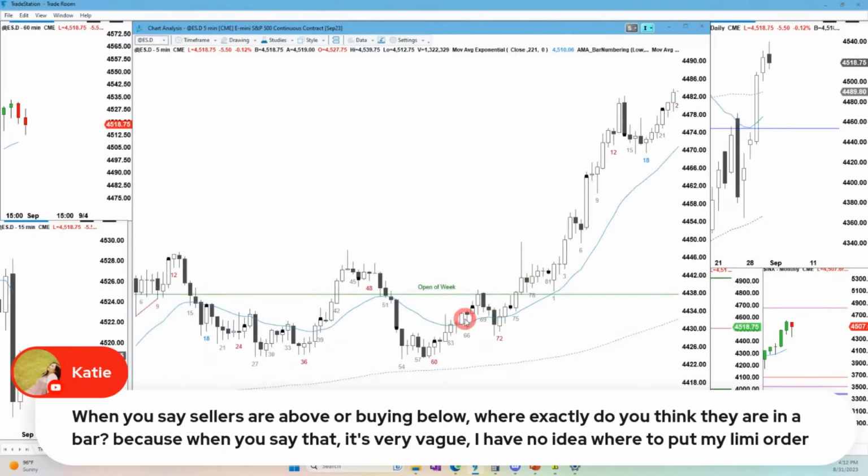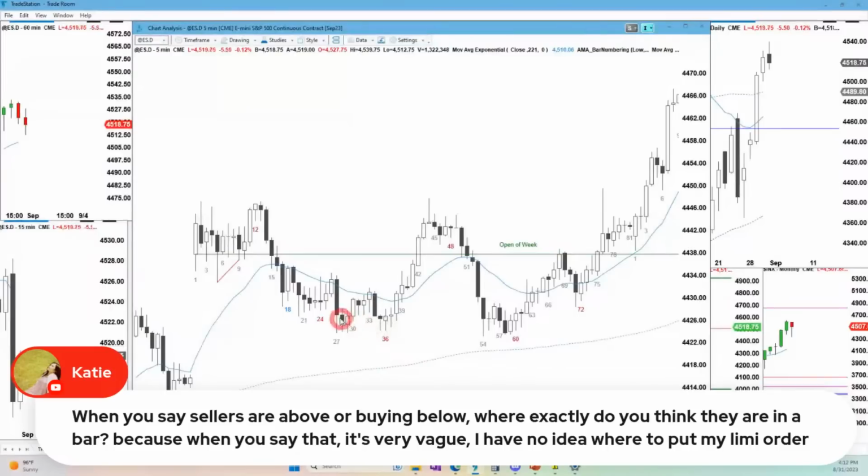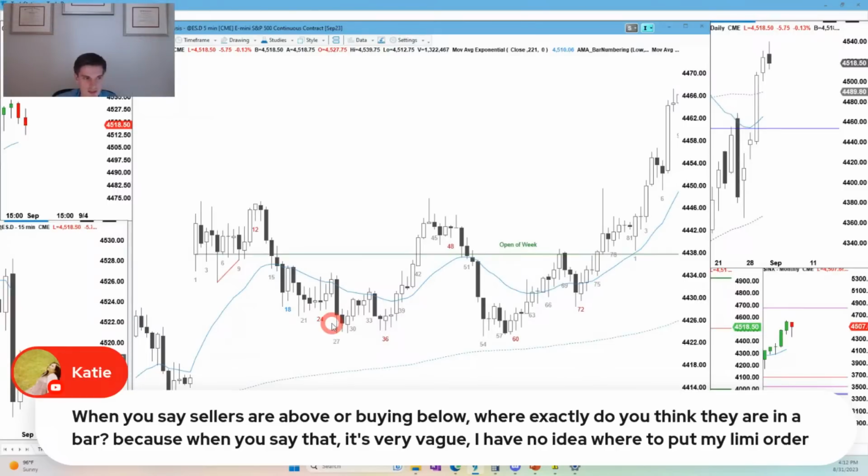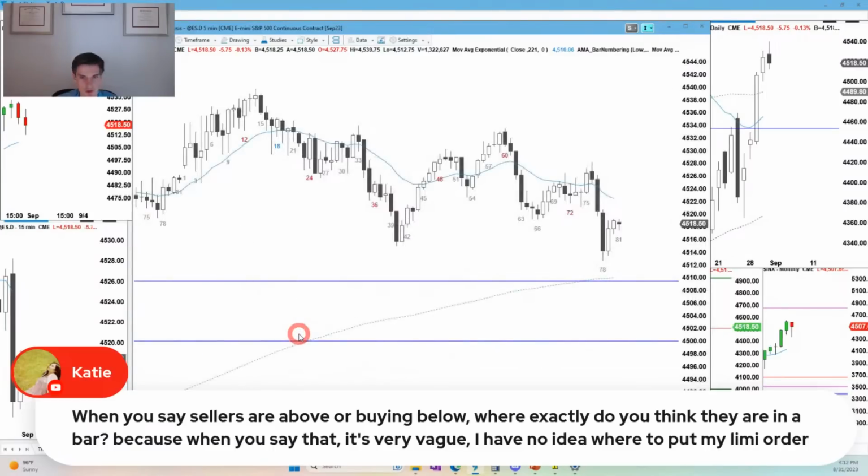Over here, let's say 26 right here, there's probably buyers below the 26 low. However, because you are in a trading range day, the buyers may not come in until where my cursor is, all the way down at the 20 low. So I wish I could be more specific with limit order trading, but the reality is limit order trading is very subjective. Most traders should focus on stop orders and swing trading.